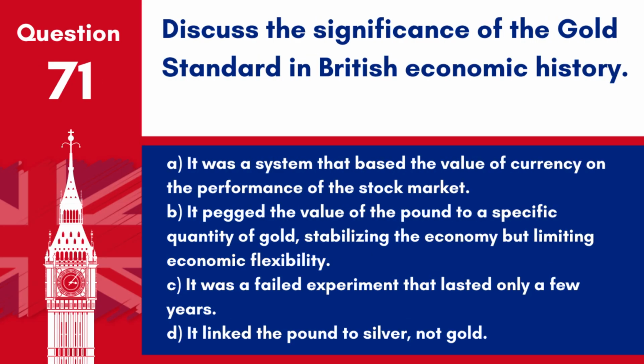Question 71. Discuss the significance of the gold standard in British economic history. A. It was a system that based the value of currency on the performance of the stock market. B. It pegged the value of the pound to a specific quantity of gold, stabilizing the economy but limiting economic flexibility. C. It was a failed experiment that lasted only a few years. D. It linked the pound to silver, not gold.